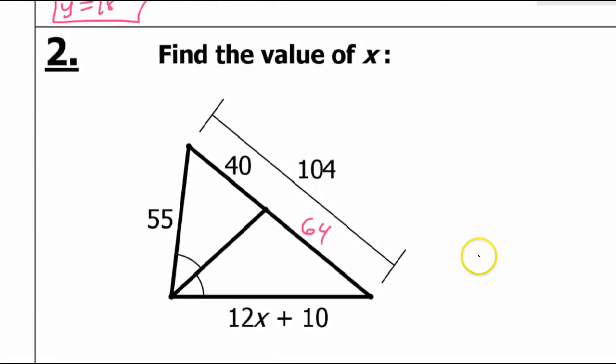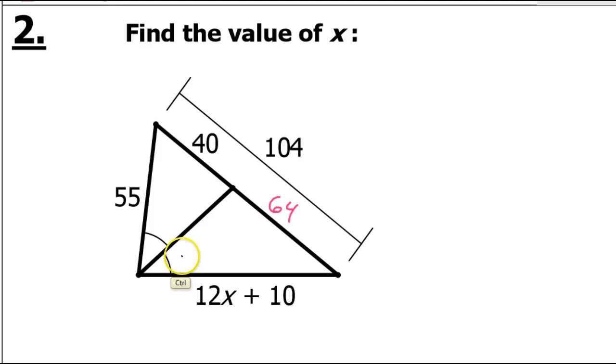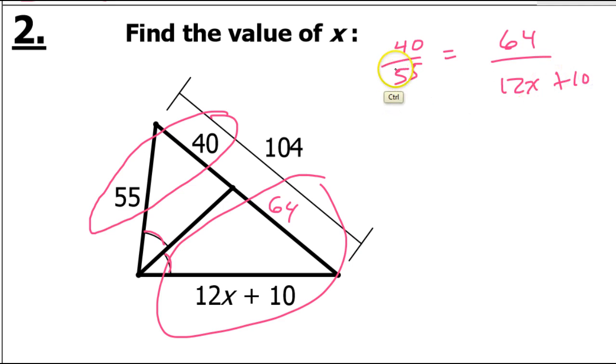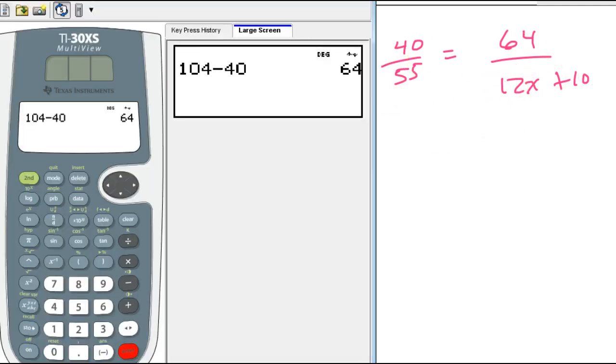Now, this is the angle bisector theorem. See how I have these two angles marked the same? That means I have a bisector. So we have learned that when we have an angle bisector, then we can make a fraction out of these two numbers and these two numbers, and they should be equal. So for example, 40 over 55 should equal 64 over 12x plus 10. So it's just a matter of simplifying this.